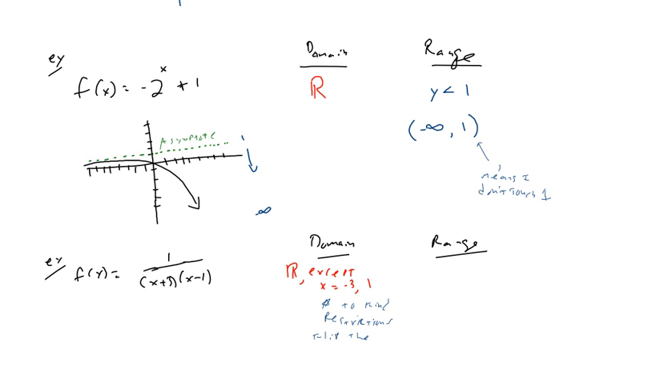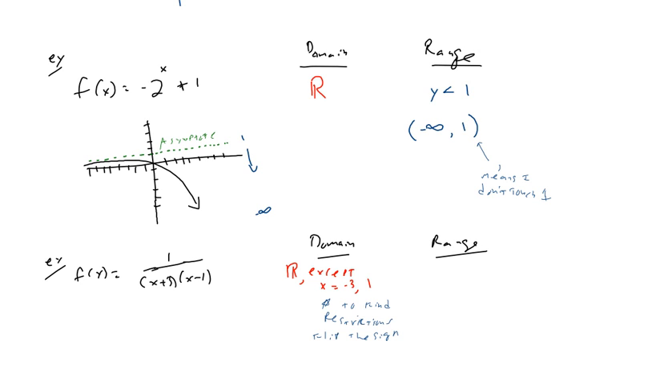To find restrictions, flip the sign. So I had x plus 3, right? Now you have negative 3. X minus 1, now you have positive 1. So the restrictions, you flip the sign.